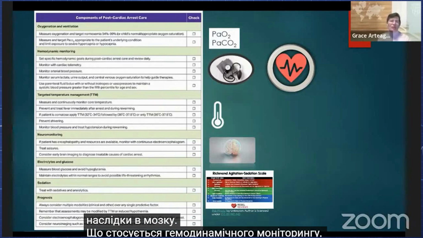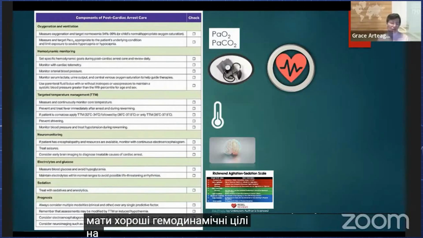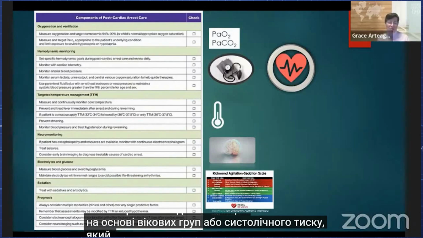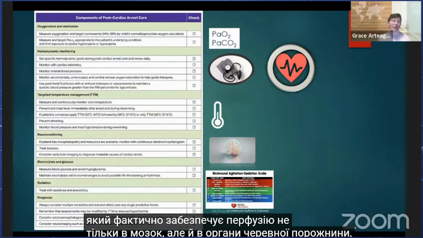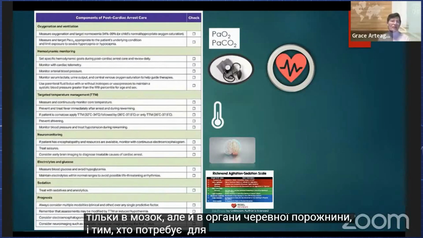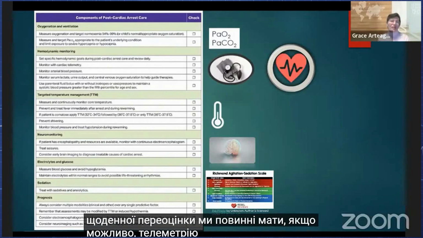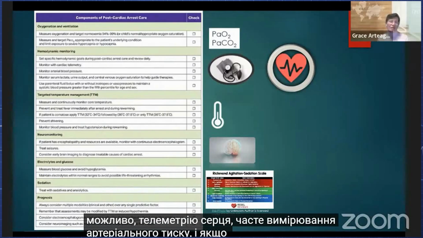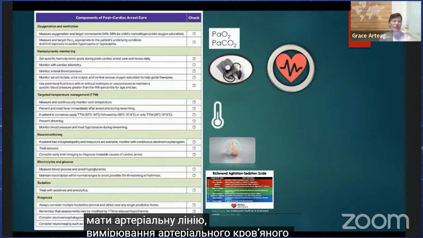As far as hemodynamic monitoring, we need to have good hemodynamic goals based on the age group, so a systolic pressure that actually provides perfusion not only to the brain, but to the abdominal organs. And those need to be reassessed on a daily basis. We need to have, if possible, cardiac telemetry, frequent blood pressures, and if there's a chance to have an arterial line, an arterial blood pressure measurement.